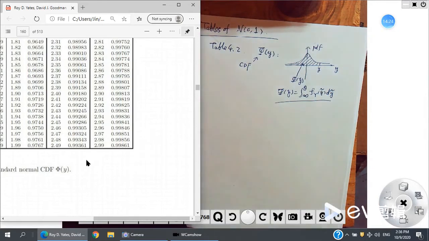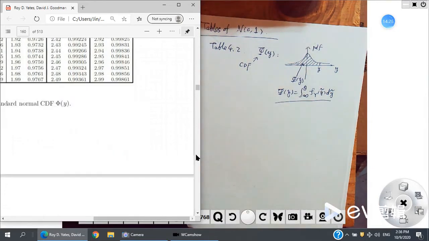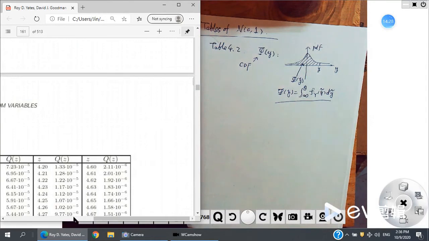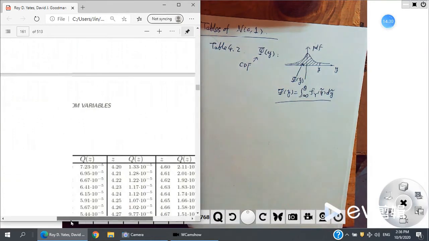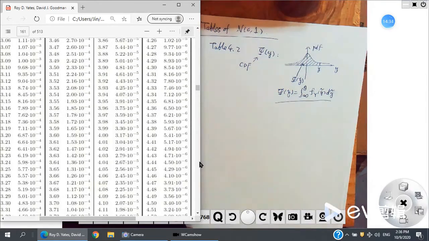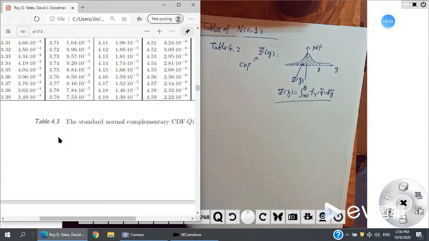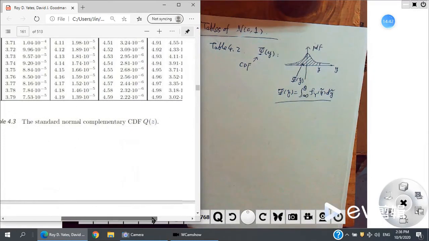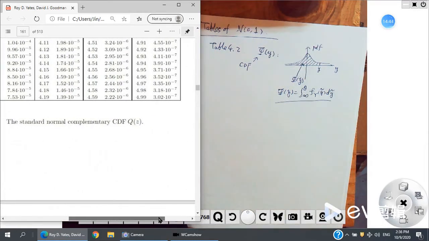If you want a larger value, you need a second table. This is the second table. It's like a complement. The standard normal complement CDF, the complementary CDF.